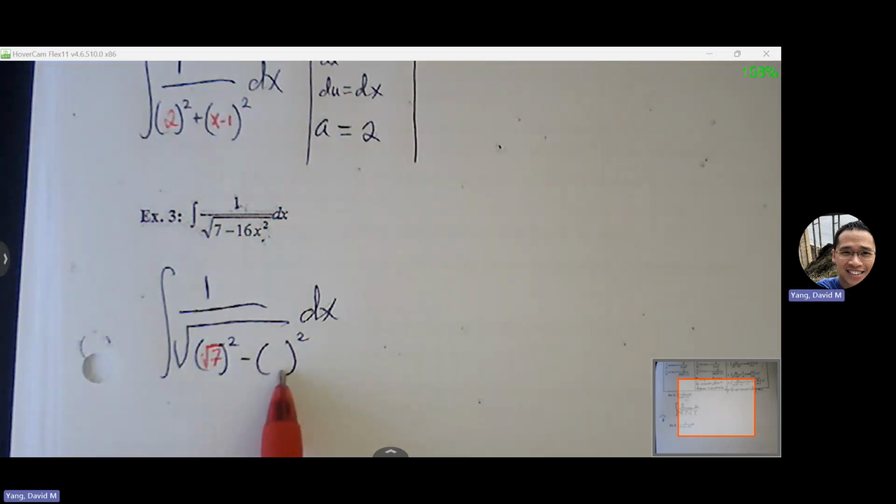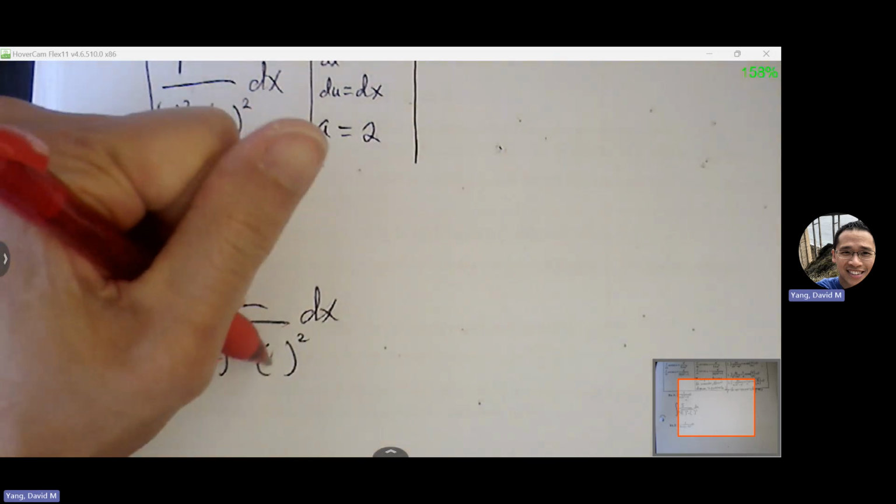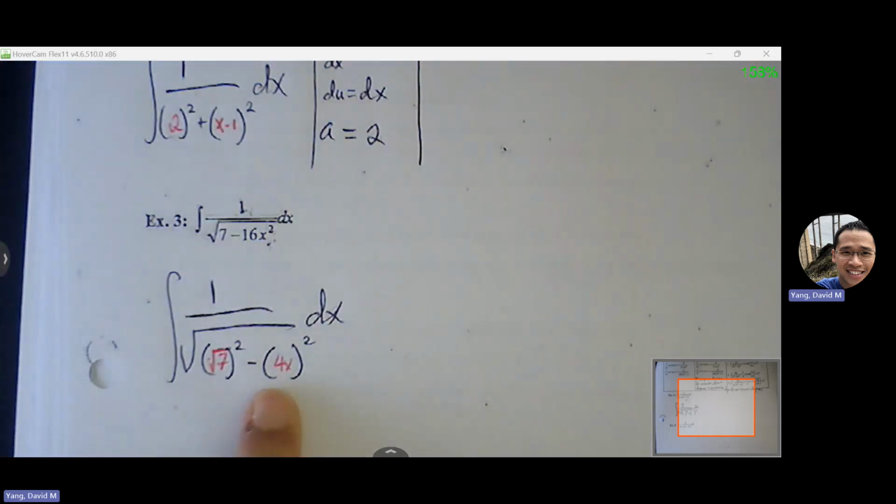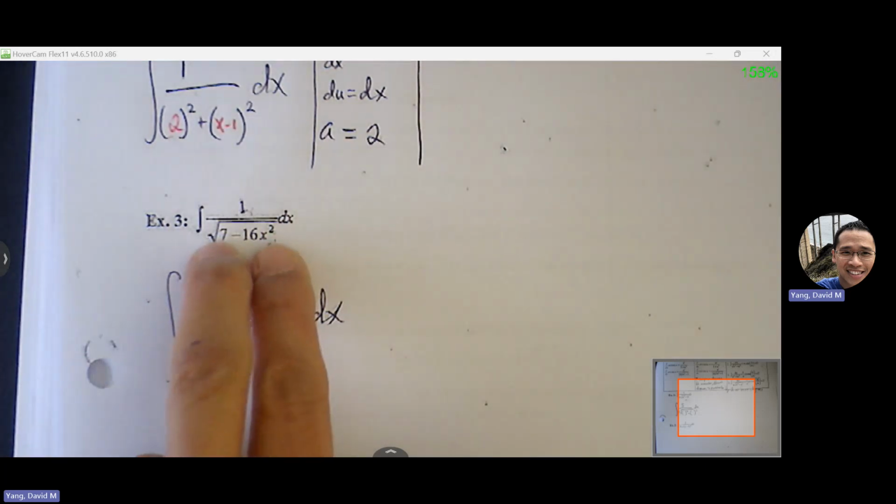Okay, what can I put inside here so that if I squared it, I'm going to get 16x squared? What expression squared will give me 16x squared? What do you guys think? 4x. Okay, let's double check it. 4 squared is 16. x squared is x squared. So just double check, right? That whatever you put inside here, after squaring it, you should be able to get to where you started with.